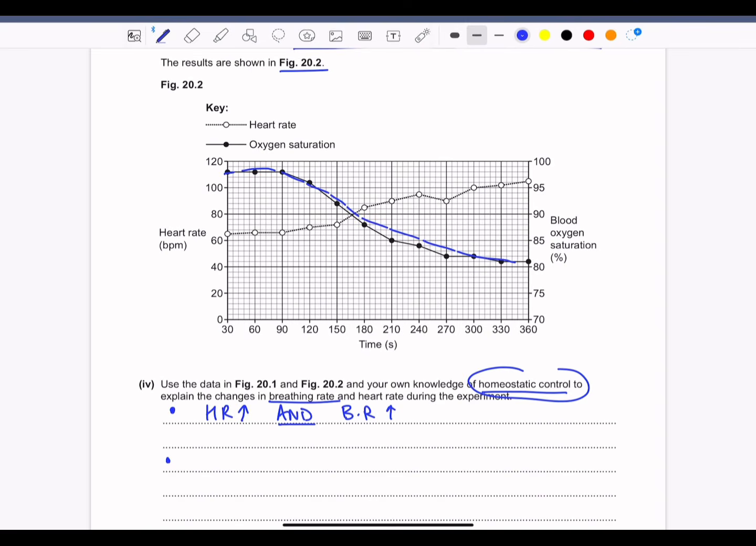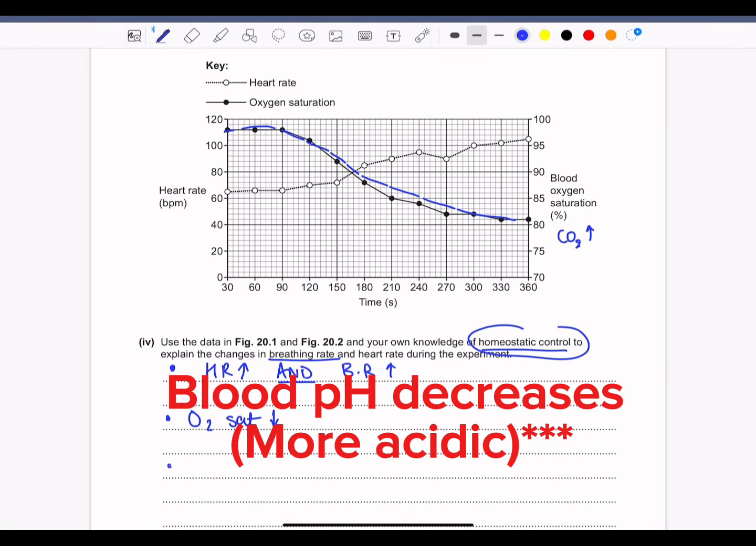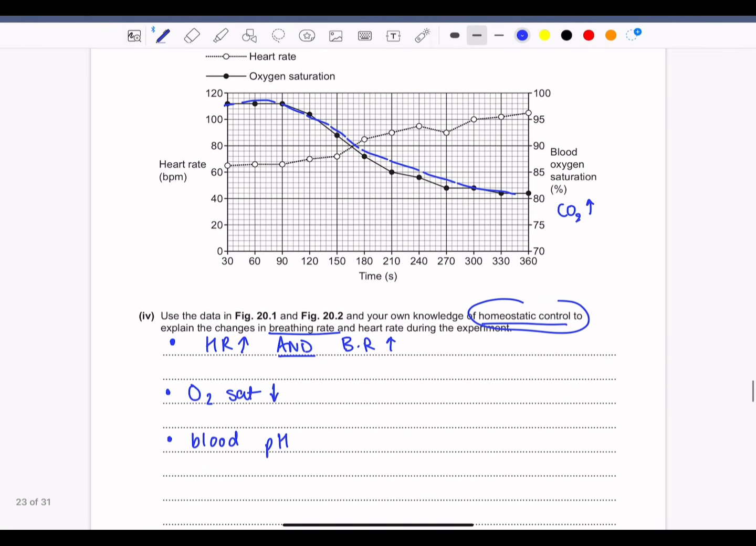So if oxygen concentration is decreasing, that automatically would tell us that carbon dioxide is increasing, because all of the cells take up the oxygen, use it in respiration, and excrete out carbon dioxide. Carbon dioxide would make the blood pH decrease. So the oxygen saturation decreases, and as a result, the blood pH decreases. And it decreases because carbon dioxide reacts with water in the plasma to make carbonic acid. You should remember from previous AS content that the enzyme that catalyzes this reaction is carbonic anhydrase.